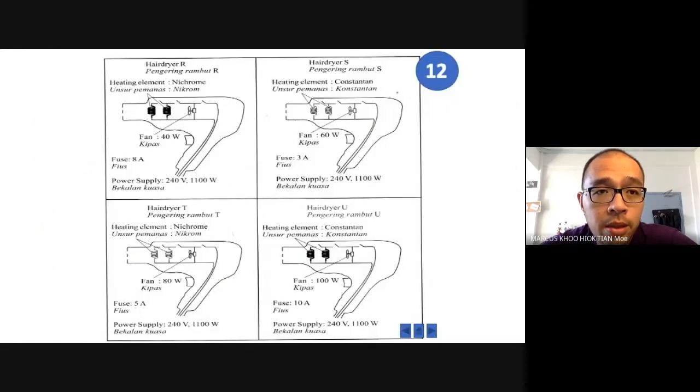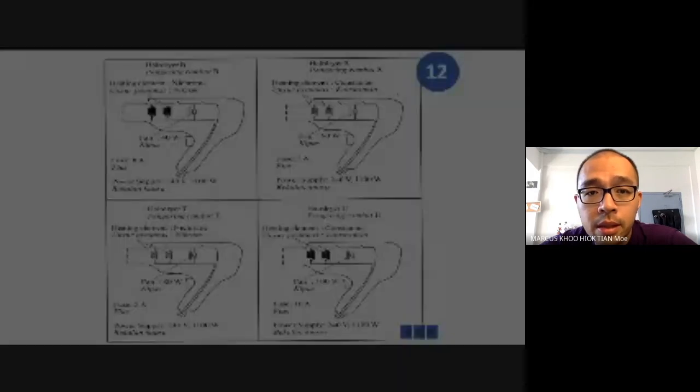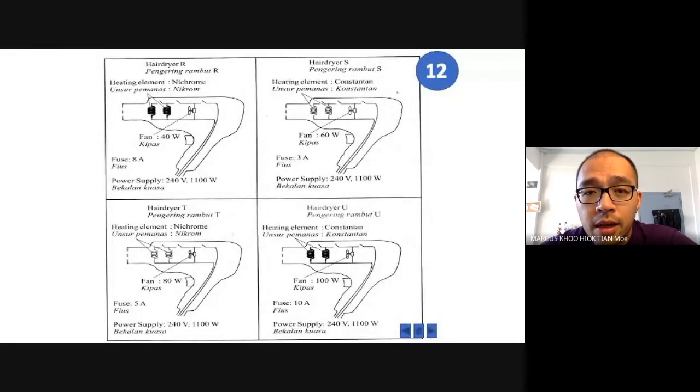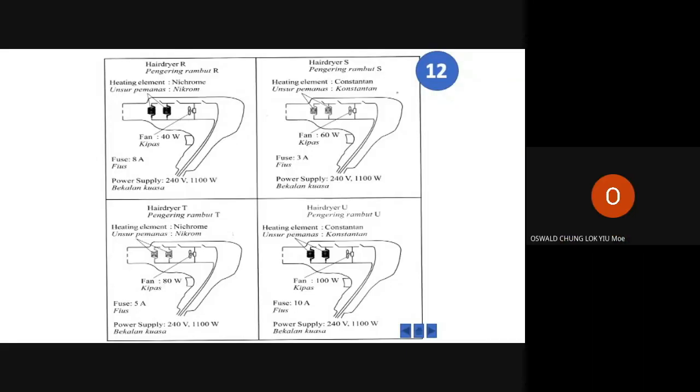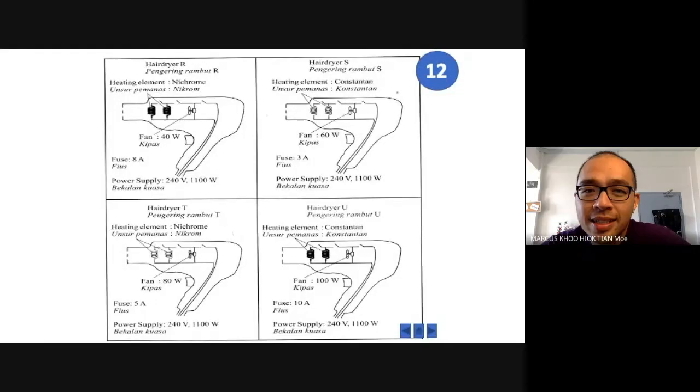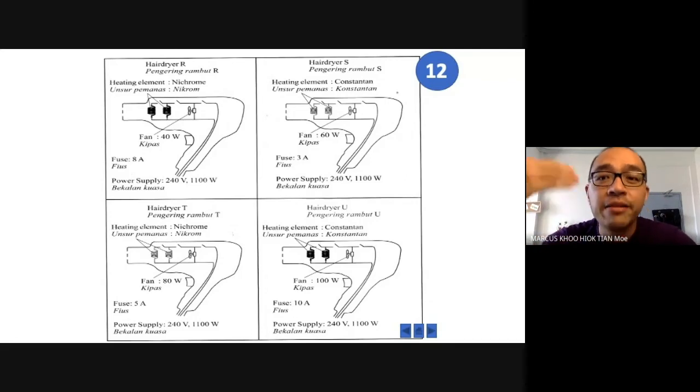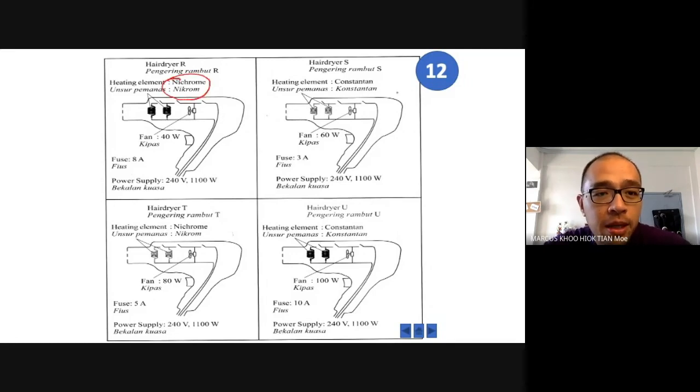Okay, let's talk about the heating element. Nichrome or Constantan? Oswald, do you think you can try this? Nichrome. Why nichrome? High resistance. One thing you should take back with you, Oswald, is that nichrome, tungsten has high resistance. Constantan is low resistance. Okay, good. So we want to use nichrome.